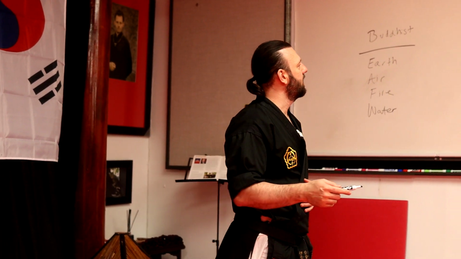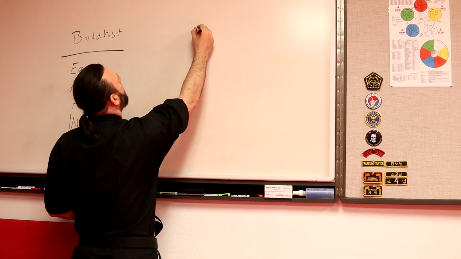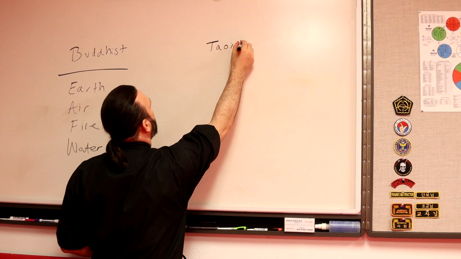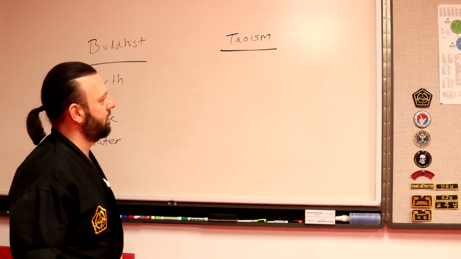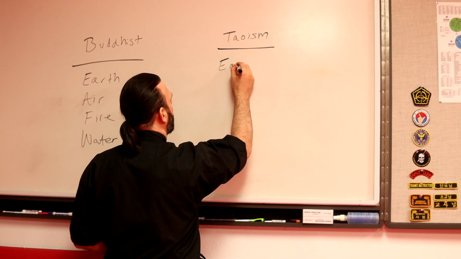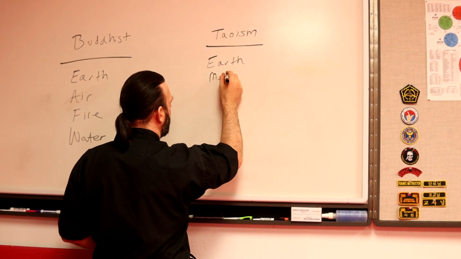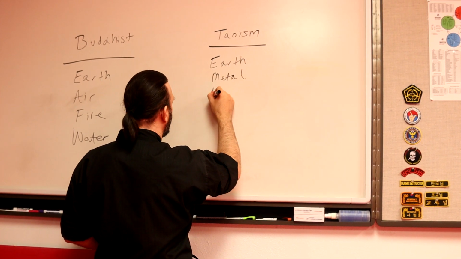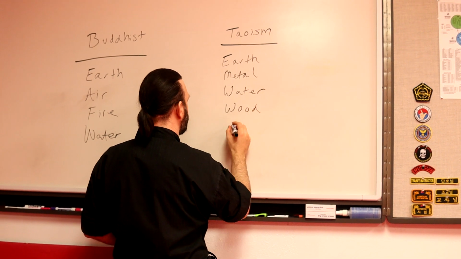On the other hand, in Taoism, which is exclusively Chinese, at least in origin, we have a different elemental system. In theirs, you'll find earth, metal, water, wood, and fire.